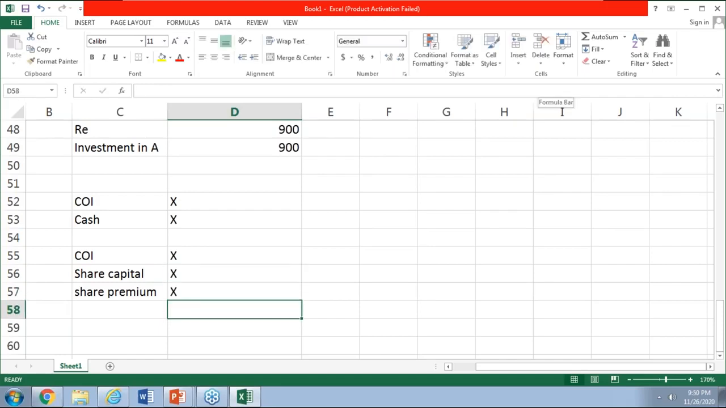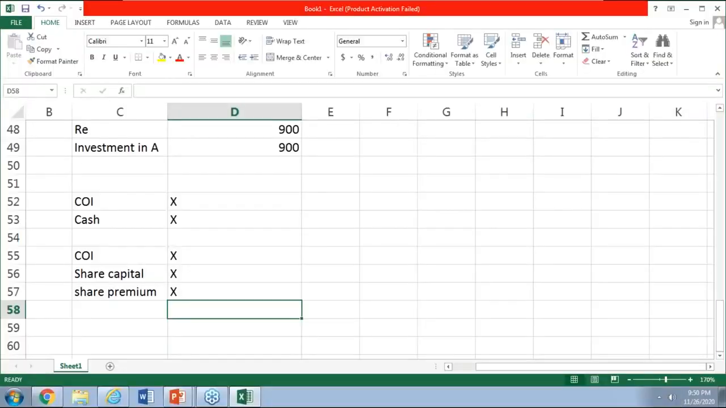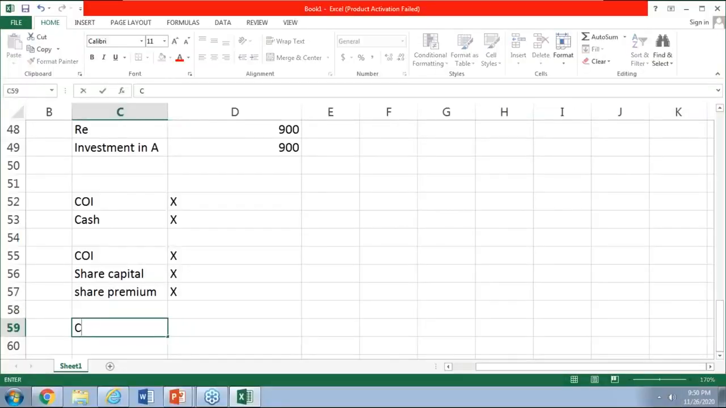Okay. In the exam question, the examiner might ask you to record a particular transaction which has not yet been recorded. Part of the consideration might be recorded, or the other part might not be recorded in the consolidated balance sheet. All you need to do is record the transaction which has not yet been recorded by the parent company. The consideration might be in the form of deferred consideration. Deferred consideration means that we will pay part of the consideration in the future. This is called deferred consideration.